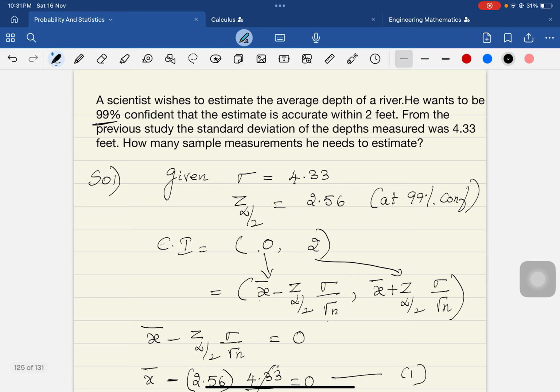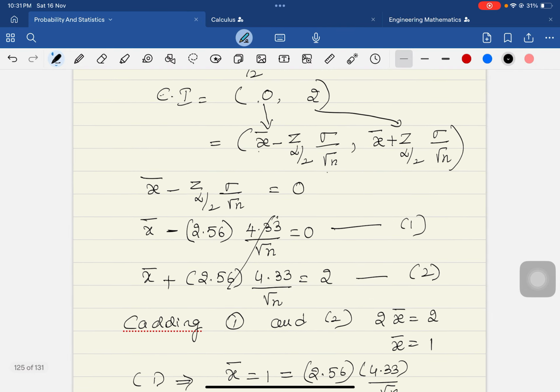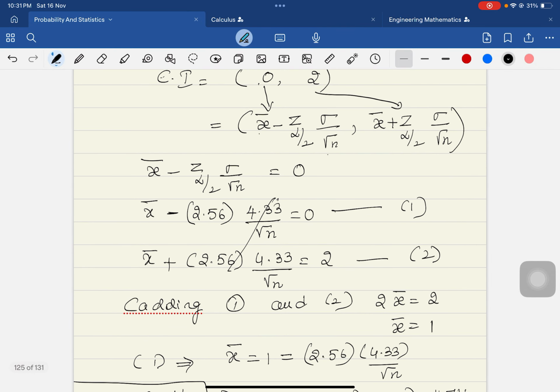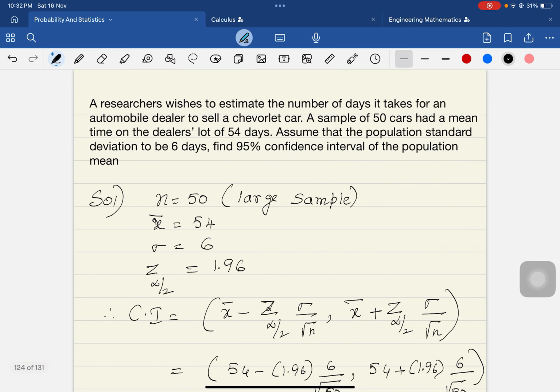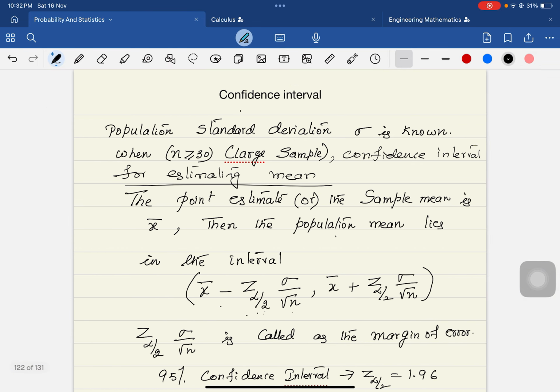When the confidence interval is given, and when sigma and Z alpha by 2 we know, according to that you can find x bar and n also by observing this problem. I hope you could understand now. With this I wanted to stop with the confidence interval for the large sample, how to find it when the population standard deviation is known to us. Thank you.